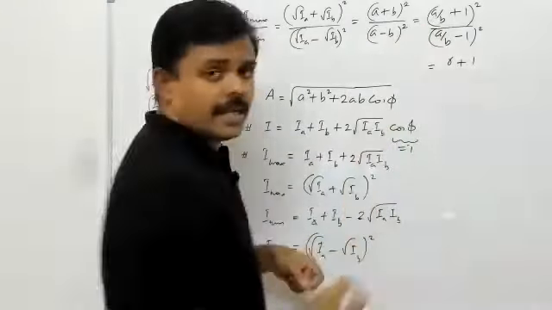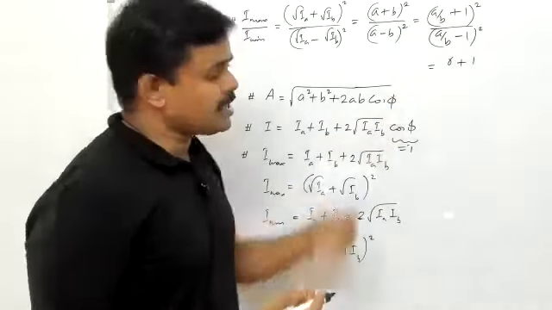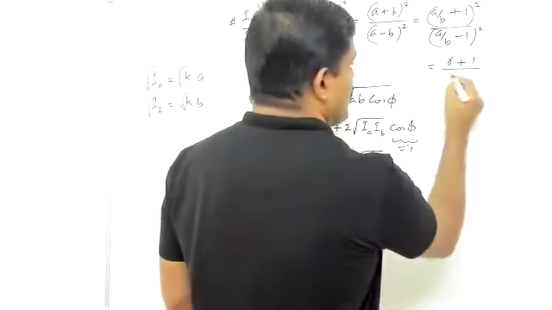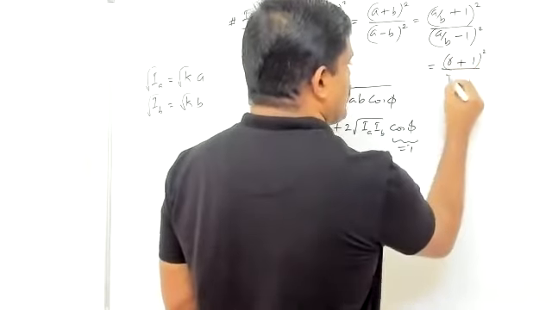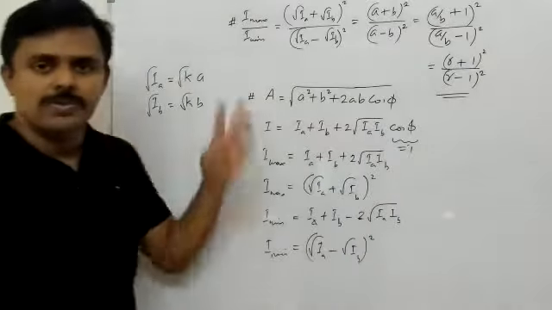Ratio of amplitudes. A is the amplitude of the first wave, B is the amplitude of the second wave. So that is the ratio of amplitudes. It is called amplitude ratio. R plus 1 the whole square over R minus 1 the whole square. So this equation is important for school boards also.